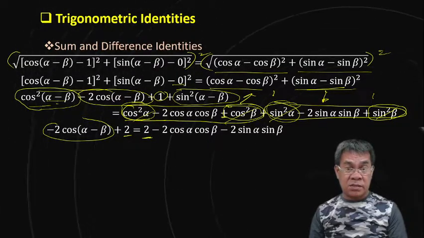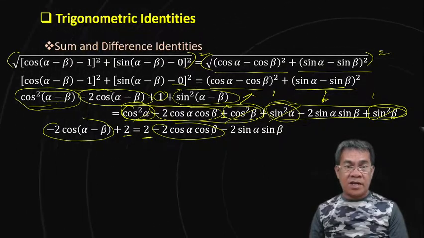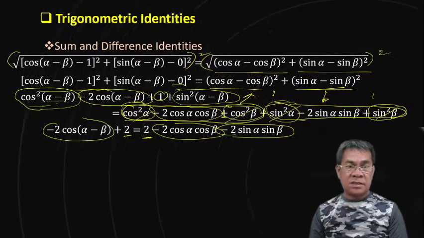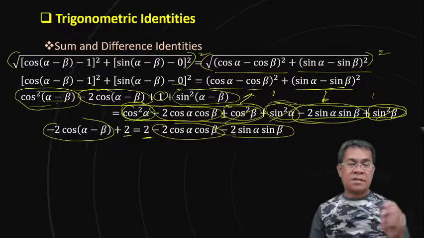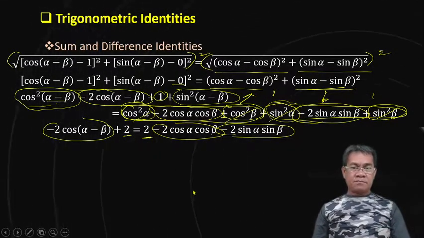So 1 plus 1 equals 2. So that's why this is 2. And this one is this term, while this one is this term also. That's it. So we reduce or simplify the result.